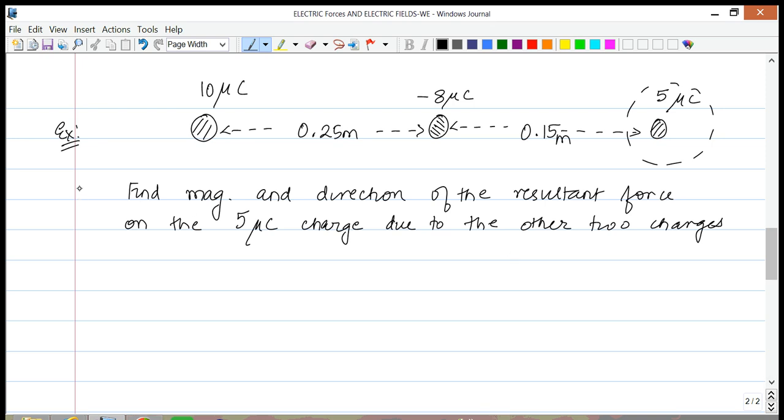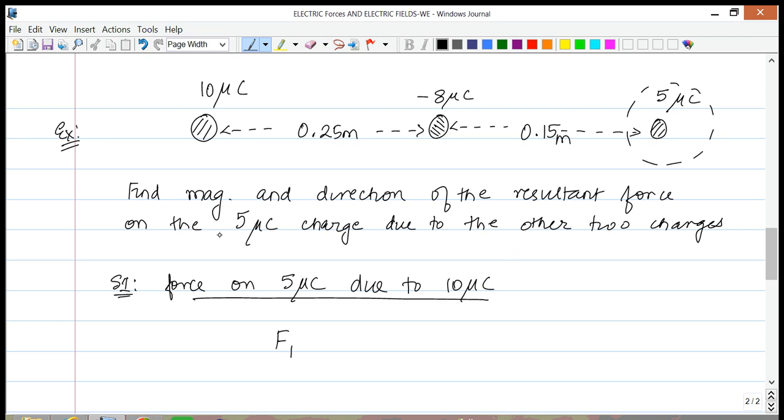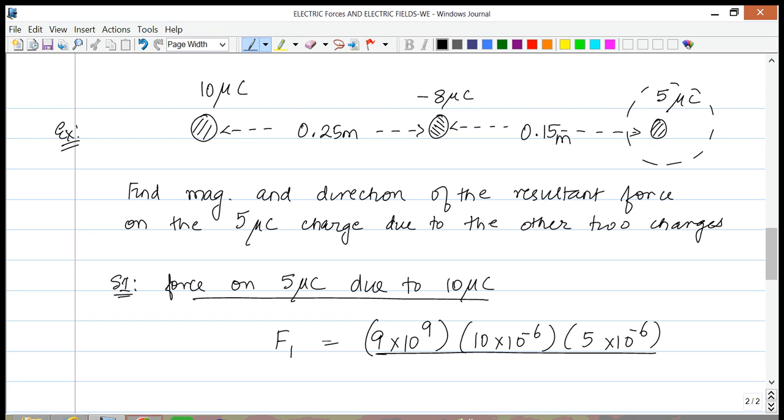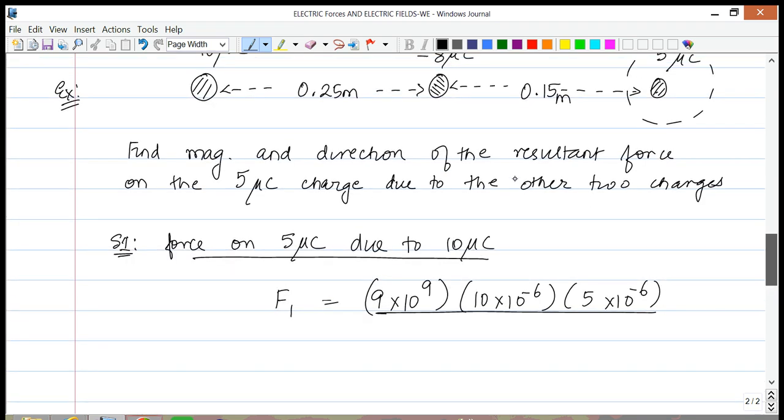Okay, so let's proceed. Step 1 is the force on the 5 microcoulomb due to the 10 microcoulomb. We're going to use our formula. We'll call this force F1. First let's figure out the magnitude, which is given by K, which is 9 times 10 to the 9, multiplied by 10 times 10 to the minus 6, multiplied by 5 times 10 to the minus 6, divided by the distance squared. Keep in mind the distance is between the 5 and the 10, which are separated by 0.4 meters, so it will be 0.4 squared.